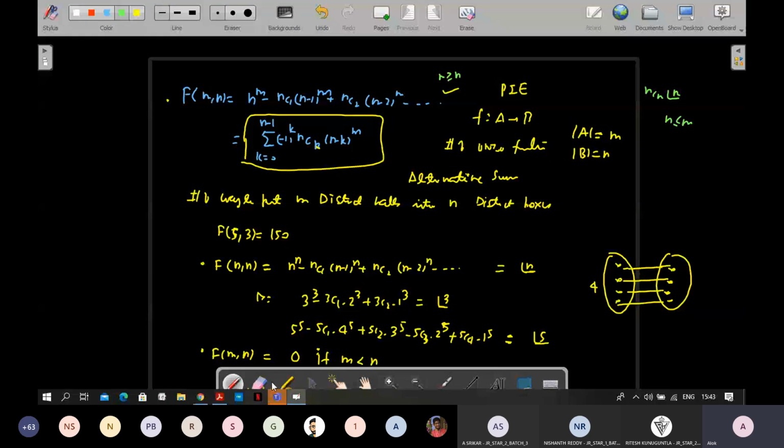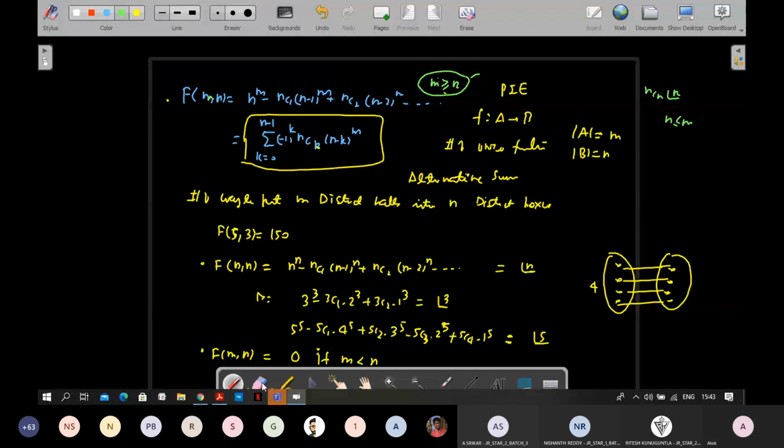Let me write it first. For an onto function, the number of balls must be greater than or equal to the number of boxes if you want it non-zero. So sometimes we write m greater than or equal to n, otherwise there is no onto function, so for m less than n the answer is 0. But this expression handles both of them, so for writing this I need not make cases.